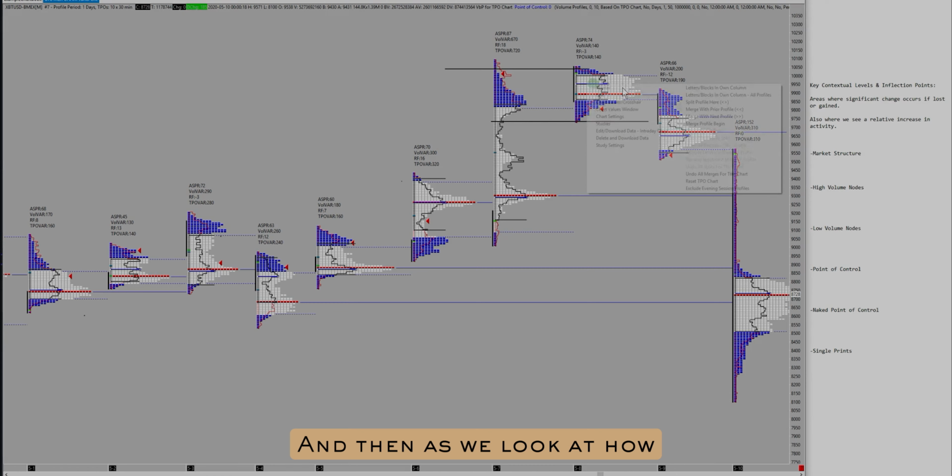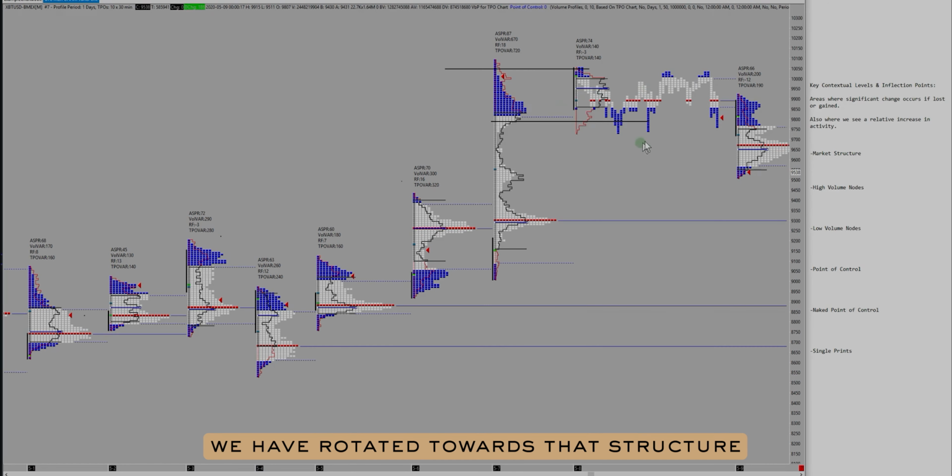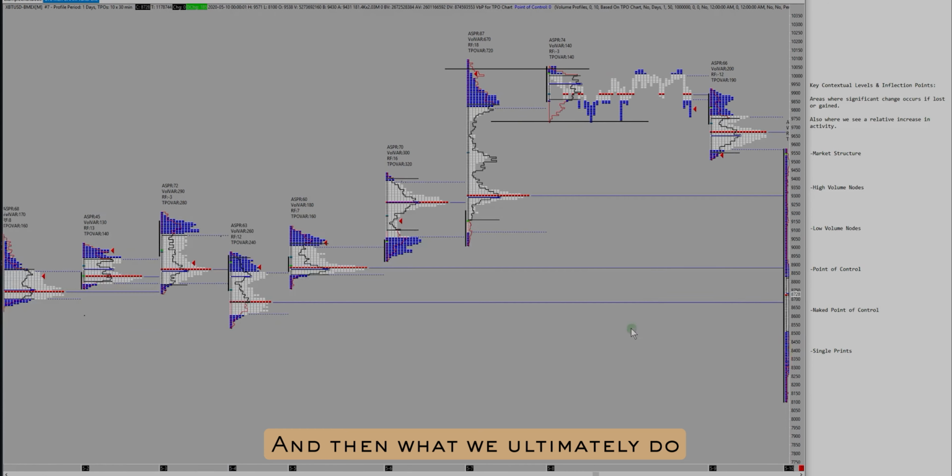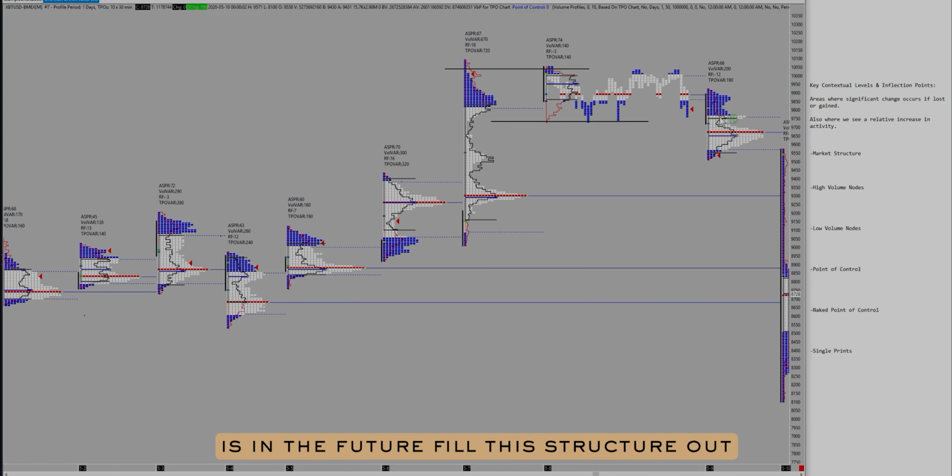And then as we look at how we have rotated towards that structure, we see that multiple times the area that did not facilitate trade prior, the area where there was a great deal of imbalance within the structure, acted as support. And moving forward, if we continue to press this level, we'll likely fill it out. So we test it once, we test it twice, we come back down to the support again for the third time, and then what we ultimately do is in the future fill this structure out.